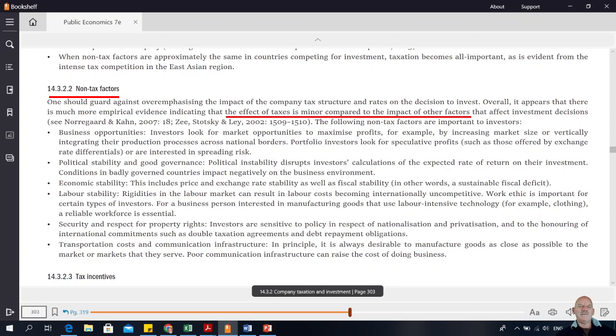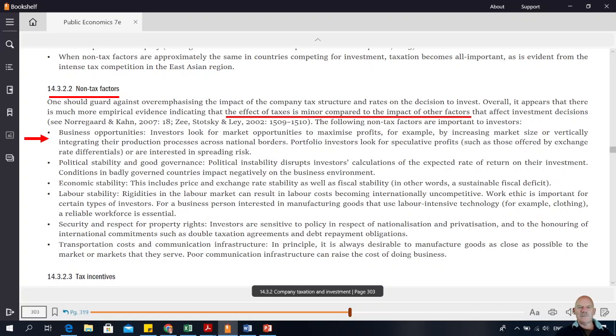So we learn, and someone in class asked me, why do we need to learn all about these taxes? And that person was to some extent correct, because what they say here is that the effect of taxes is really not so big. There are other factors that are really important, and I think we in South Africa know exactly what they mean by that.